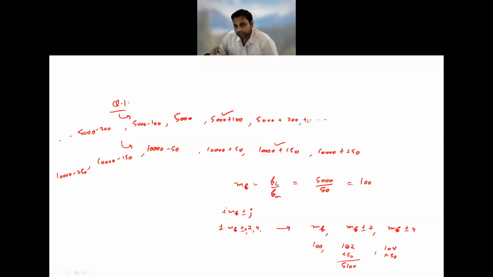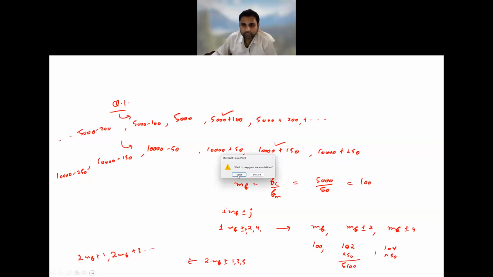Yes. So if you keep this one as, again the second one, 2 times MF plus minus 135, you have to keep. So that will give you your 2 MF plus 1, 2 MF plus 3, and so on. So only these two options are there. You got my point? Yes.